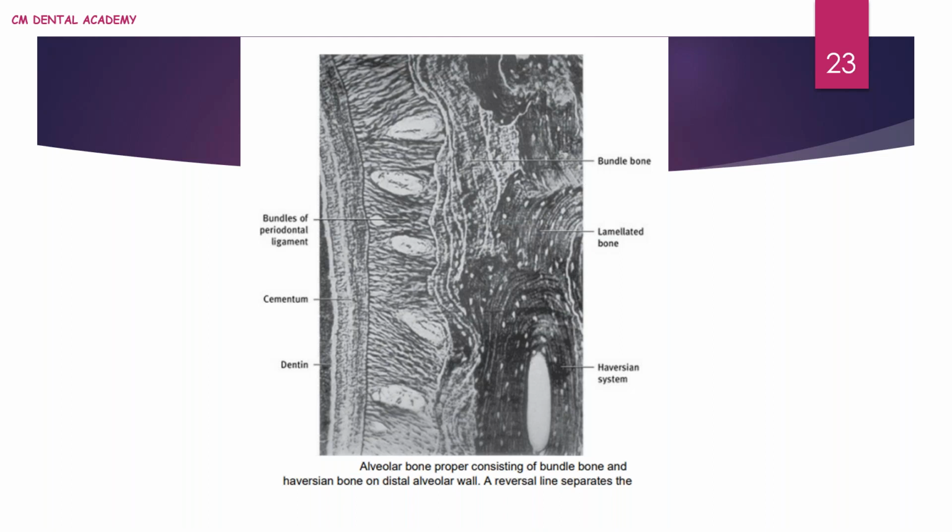This is the alveolar bone proper, consisting of a bundle bone, the concentric lamellated bone. There is a Haversian canal with the Haversian system, presence of lacunae. This is a layer of dentine, a layer of cementum, and the bundles of the periodontal ligament.